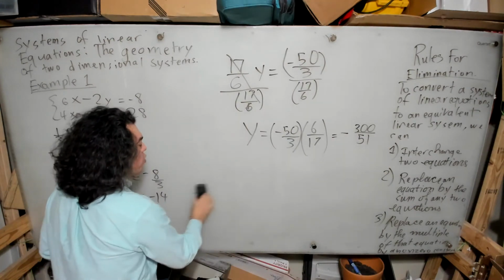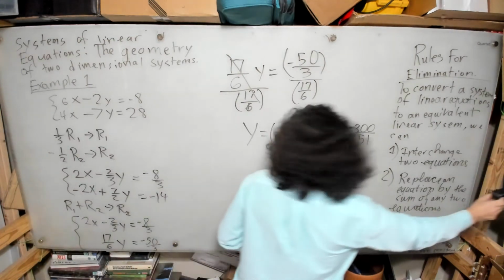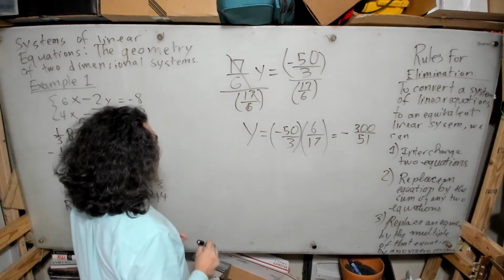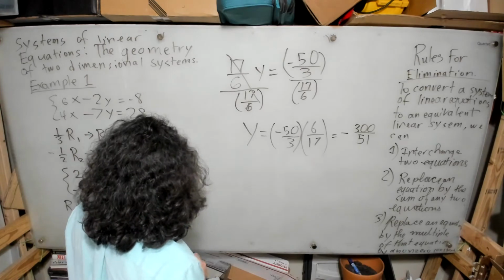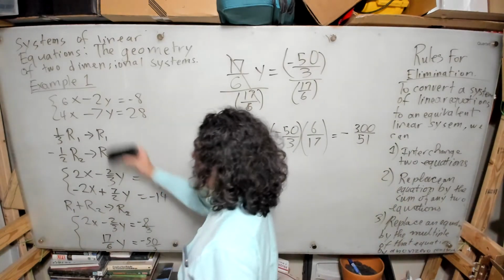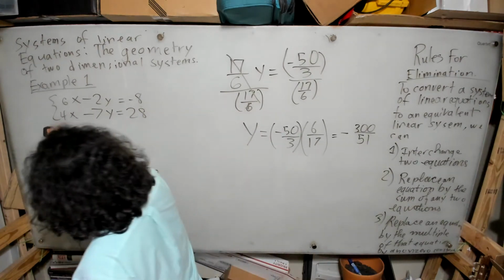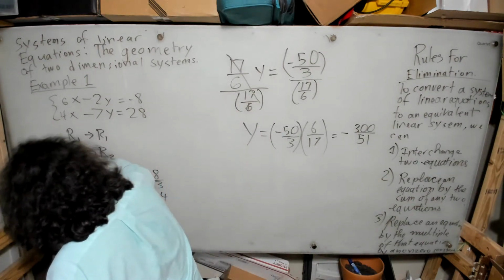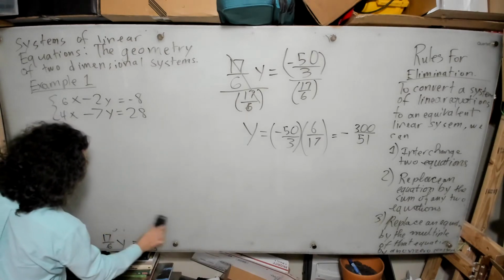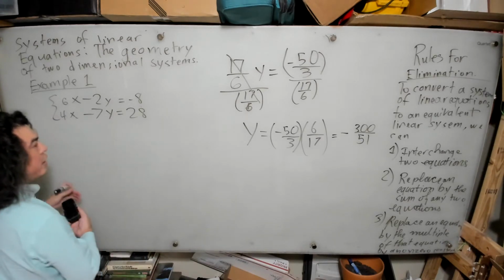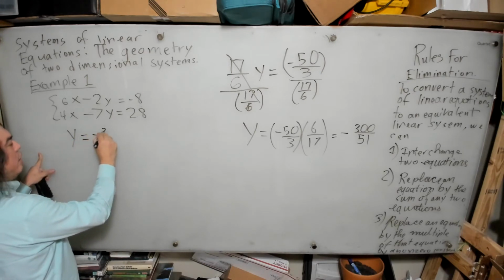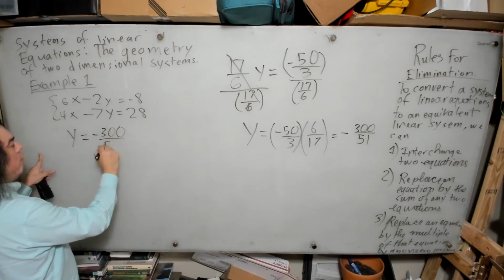Now I want to find out what is my value of x. In order to find out my value of x, I have to plug it into one of these equations. So for example, let's say I take the first equation, which is the 6x minus 2y equals negative 8. So let's do that together here. First, I'm going to save that y value over here so that I can have lots of room to do that calculation. So I know that the y is equal to negative 300 over 51.